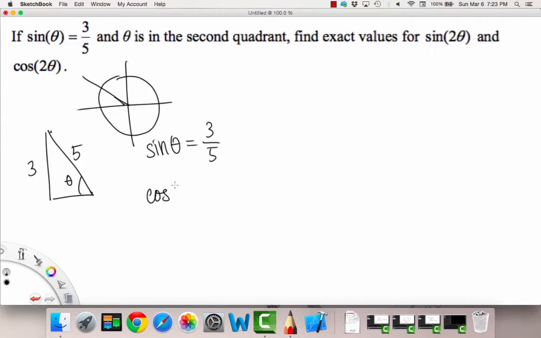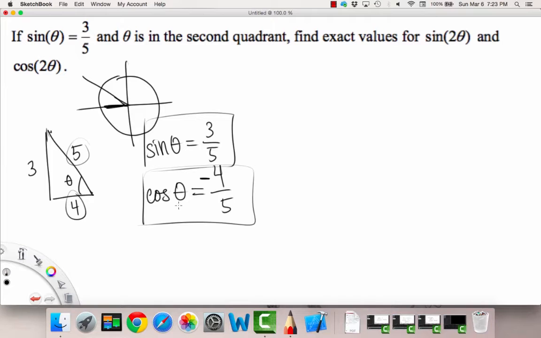And we have that cosine theta should be equal to, well, this is a 3, 4, 5 triangle. This isn't to scale, by the way. But anyways, cosine should be adjacent over hypotenuse, so that would be 4 over 5. And since cosine represents our x value, and x is negative in the second quadrant, we should also have a negative sign in front there. Okay, so we just solved for cosine, just in case we need it to figure out sine of 2 theta and cosine of 2 theta.